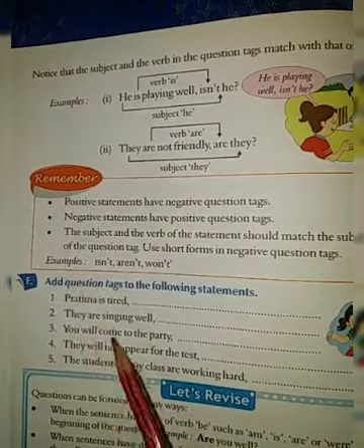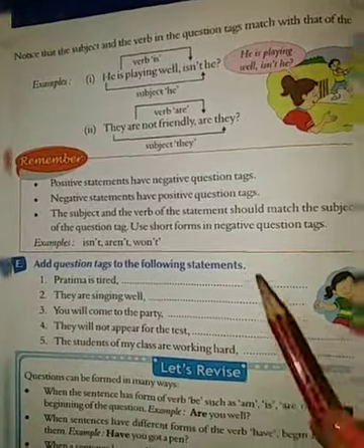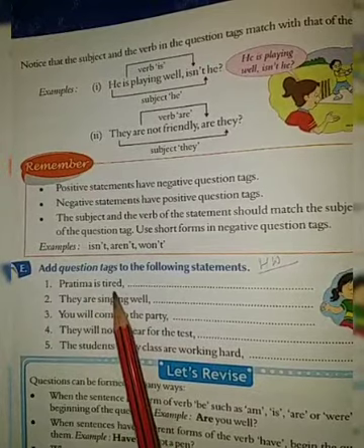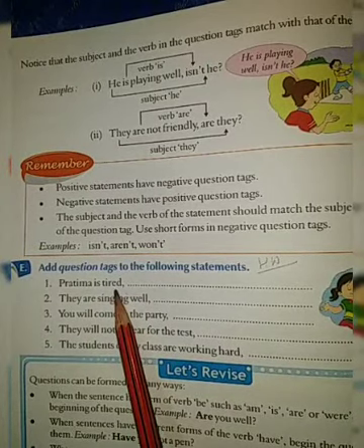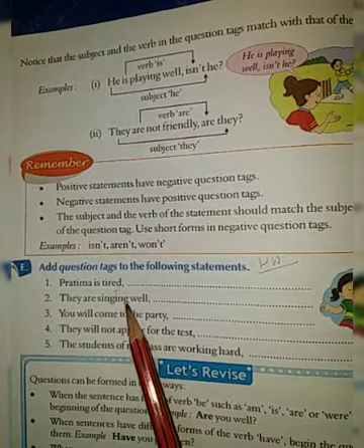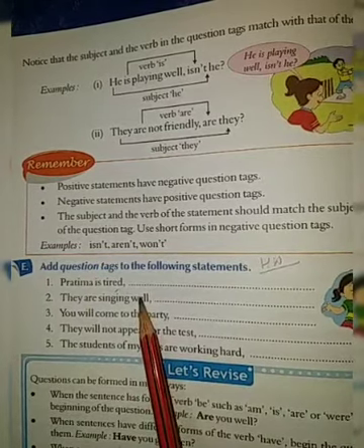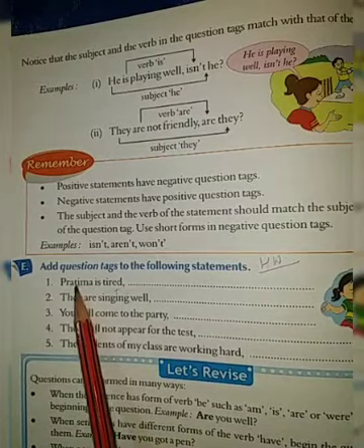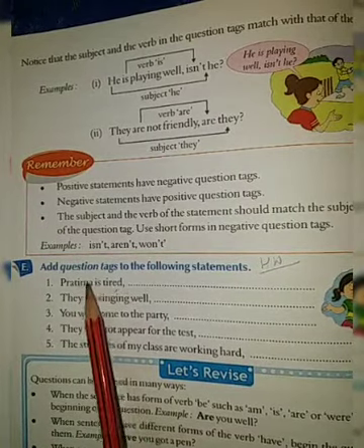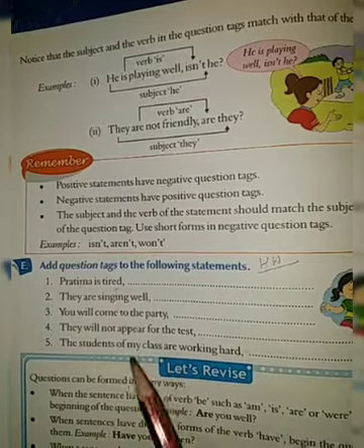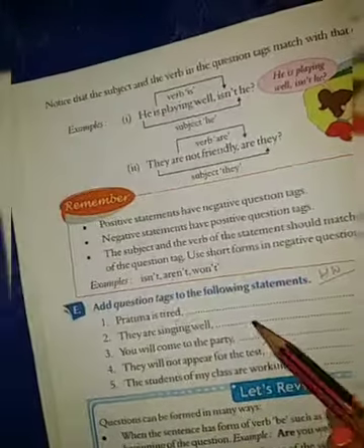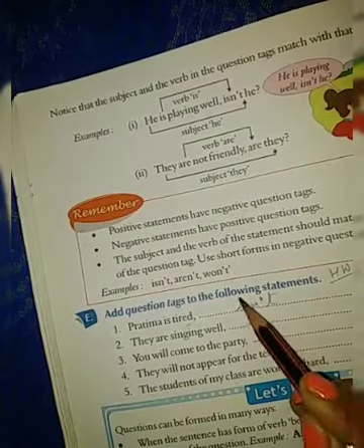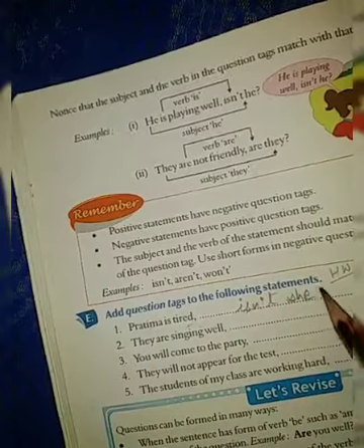It's very important, students. Add question tags to the following sentences. I hope you all can do this exercise. Pratima is tired. It's a positive statement, so we have to use a negative question tag. Understood? So how can we write this question tag? Isn't she? Because Pratima is a female. Let me write this question tag here. First one, isn't she, and question mark.